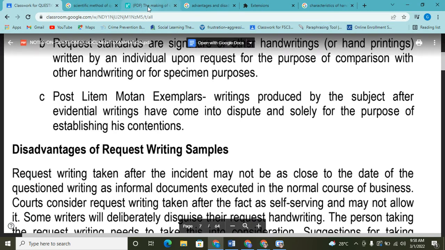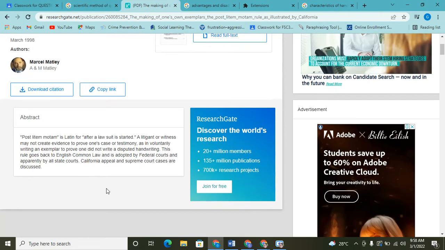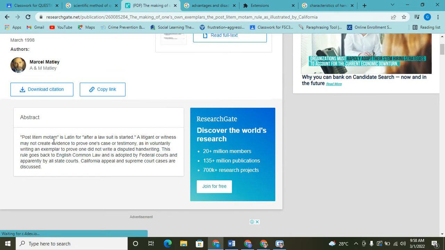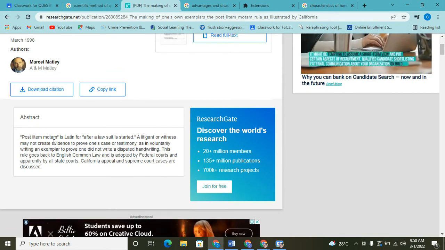So another definition of this one, kani. Your post-litem motum, please stretch your phone if you're using a phone. Kaya di na siya mapadako.